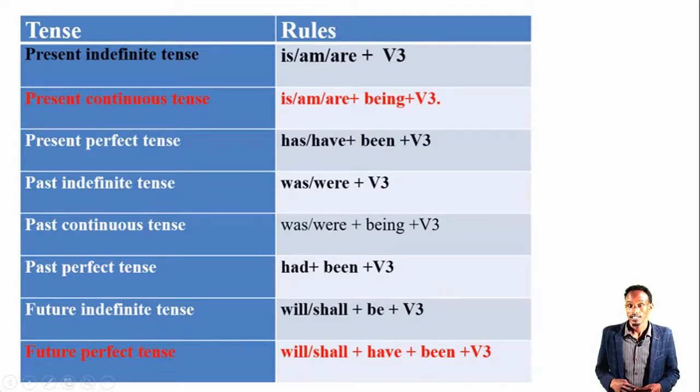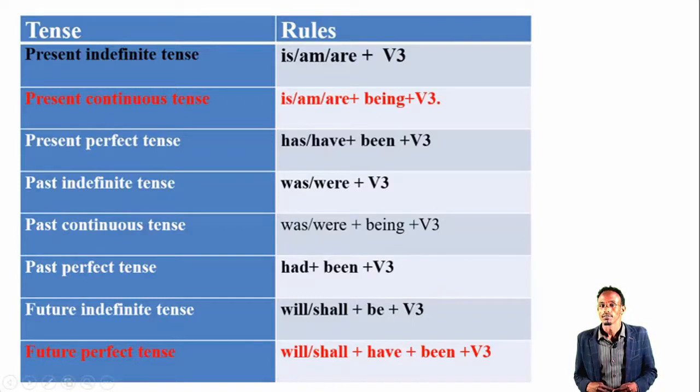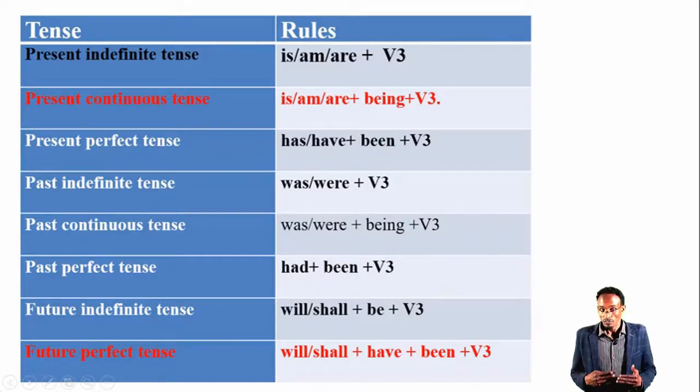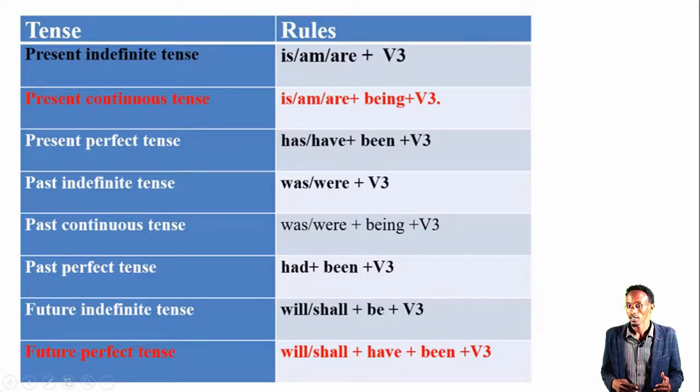And present perfect tense: has, have, been, plus verb 3. Past indefinite tense is was, were, plus V3. And past continuous tense: was, were, and being, plus V3. Past perfect tense is had been, plus V3. Future indefinite tense is will or shall, plus be, plus V3. And the future perfect tense is will or shall, have been, plus V3.